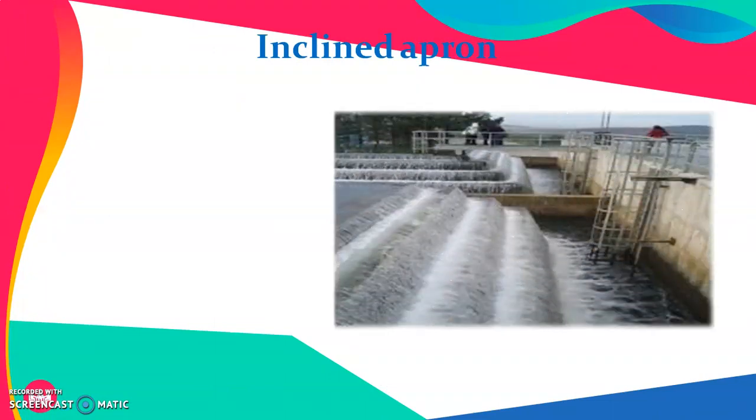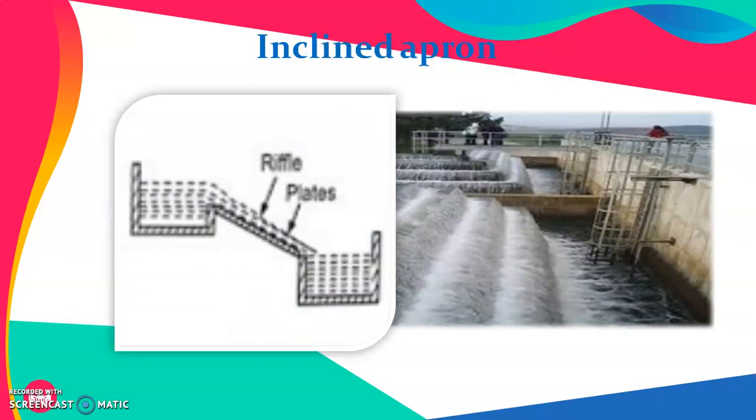Next type is inclined apron aerator. This figure shows the inclined apron aerators. This figure will help us to understand it in more detail, in which there is one inclined surface, the top of which consists of the inlet channel, and water is allowed to flow through the inclined surface. On this inclined surface, generally certain riffle plates or an improved surface has been installed.